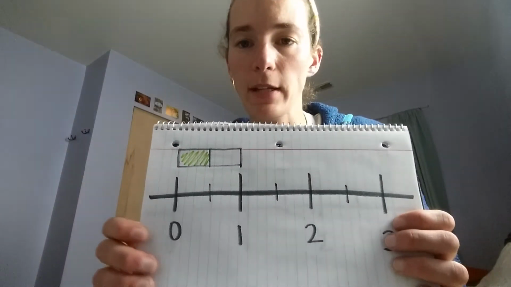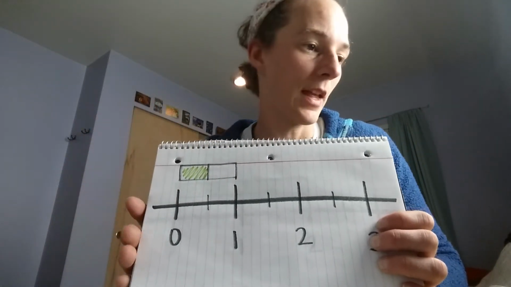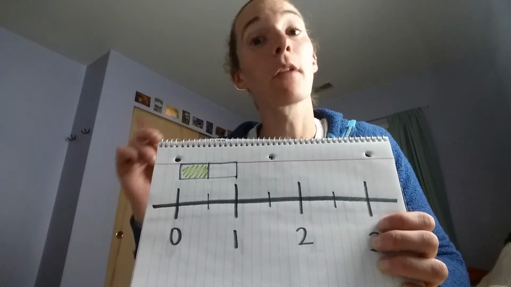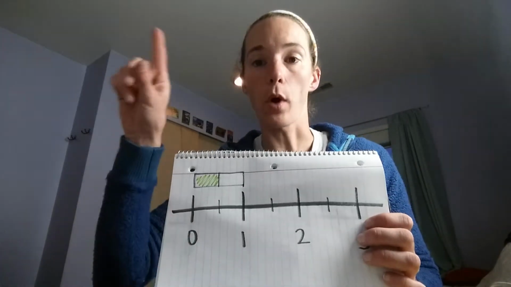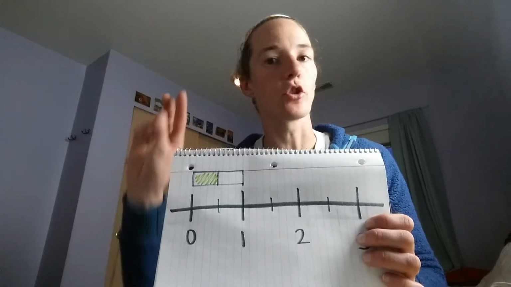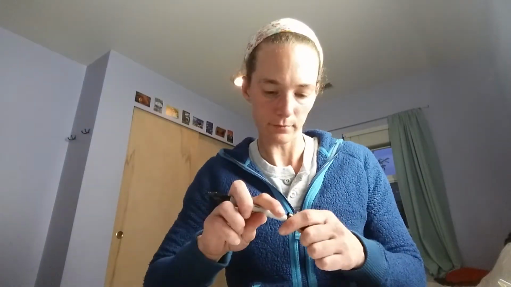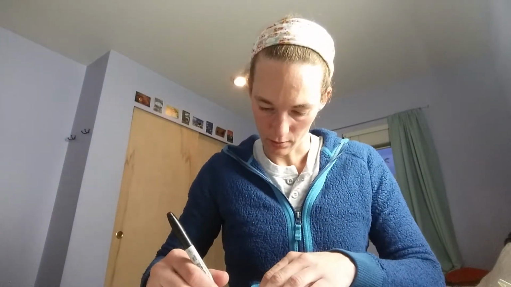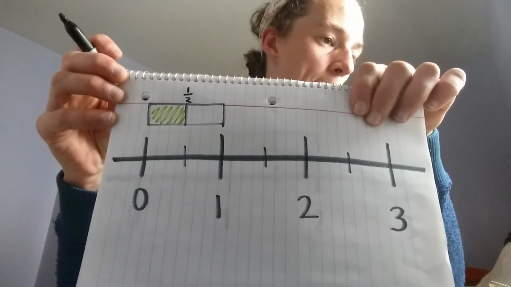So you can think, how many pieces are in this fraction strip? 2. And how many pieces are shaded? 1. So what fraction of the strip is shaded? We would say 1/2. And so I could write up here 1/2 to represent this fraction.